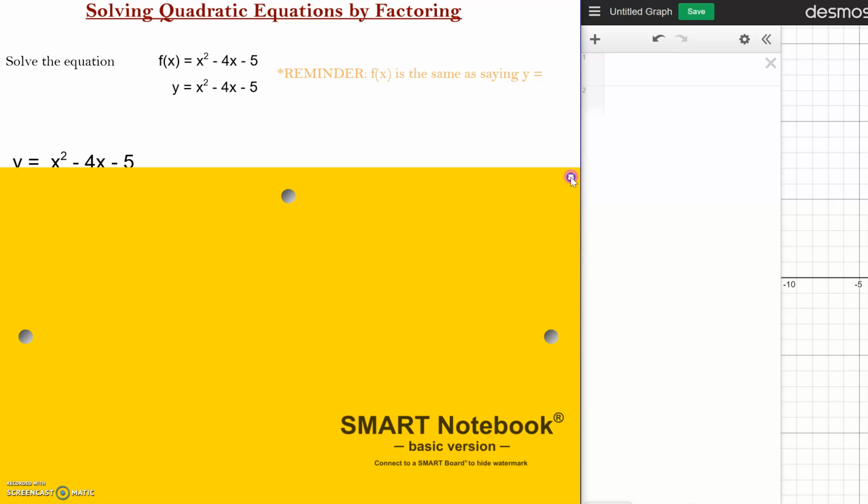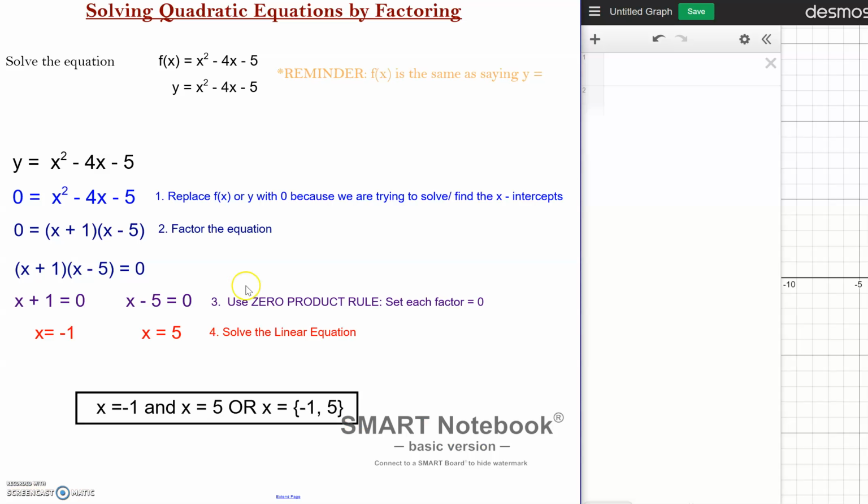Y equals x squared minus 4x minus 5. And the first thing we need to do is replace f of x or y, whichever one they give you. We're going to replace it with 0. And the reason we're doing that is because we are trying to solve for x. So I replace my y in this case with 0. And then step 2 is going to be factor. Factor the equation. So I need to factor this. When I factor, this is what I get.